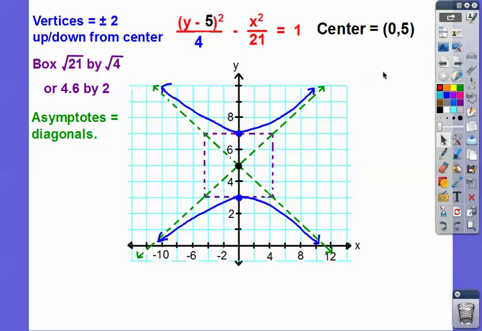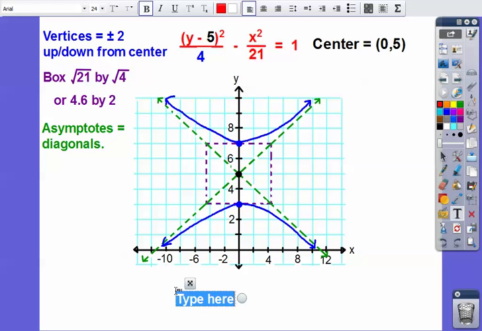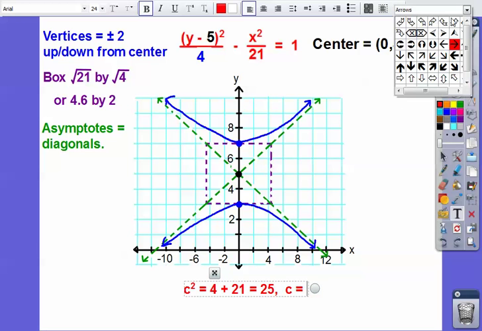The focus is going to be, since maybe we got some time here, so the focus is c, so we can go c squared. C squared is going to equal a squared plus b squared, and those are the numbers that are underneath that. So that's going to equal 25. So c is going to be plus or minus 5. Okay. All right. So c is going to equal plus or minus 5.